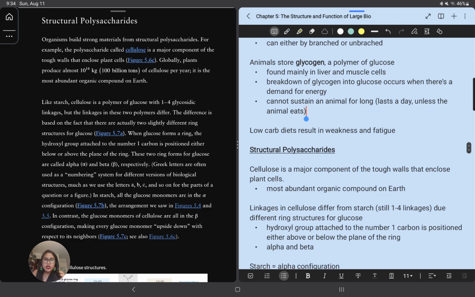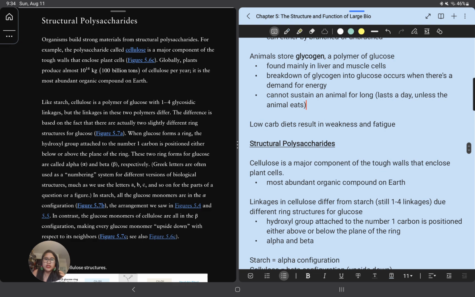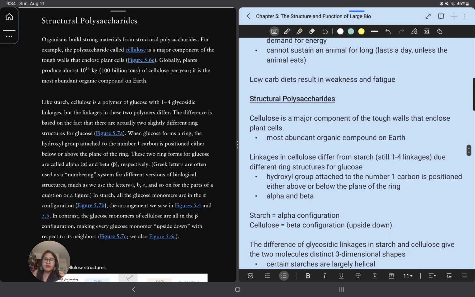Animals store glycogen, a polymer of glucose, which is mainly found in the liver and muscle cells, and the breakdown of glycogen into glucose occurs when there's a demand for energy. This, however, cannot sustain an animal for long. It lasts a day unless the animal eats. Low-carb diets result in weakness and fatigue.